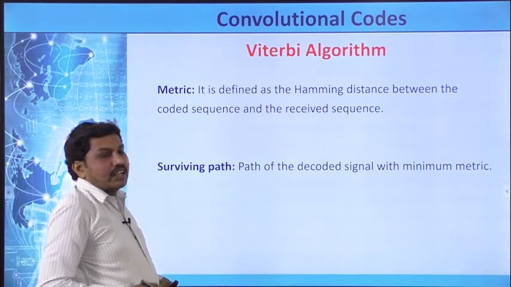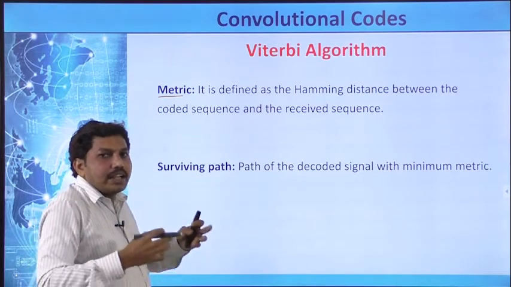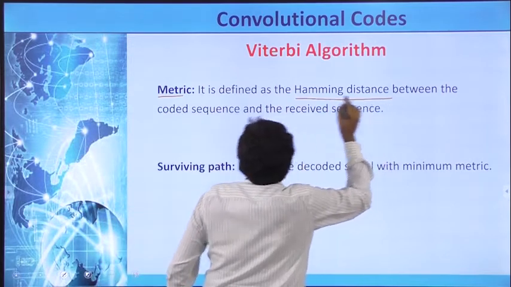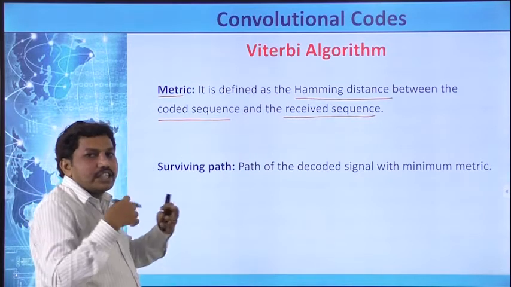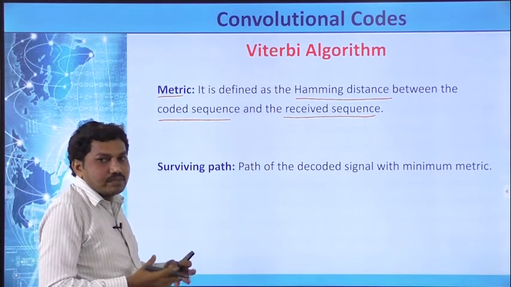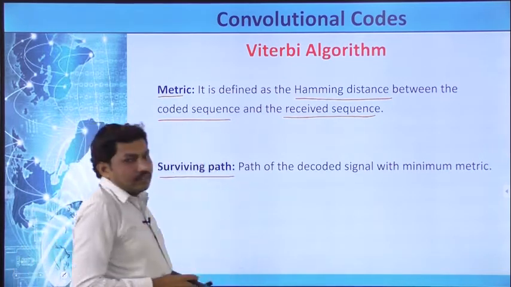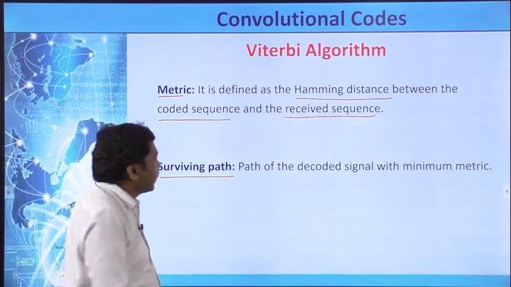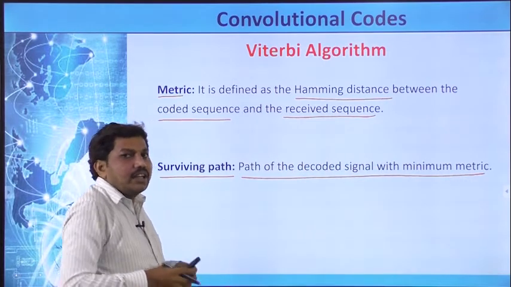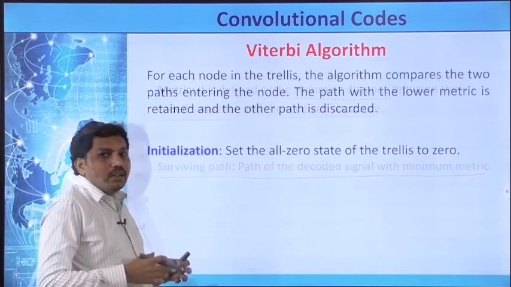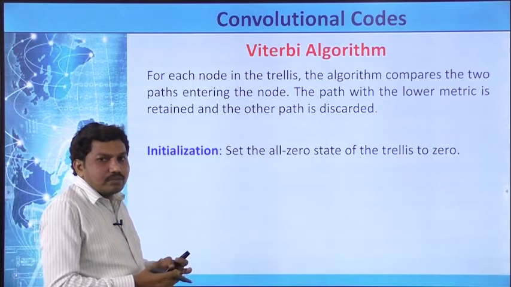So, two definitions are there. The first one is metric. So, what do you mean by metric? Metric is defined as the Hamming distance between the received code word and coded sequence. The Hamming distance between the coded sequence and the received sequence. Next definition is surviving path. Surviving path is defined as the path of the decoded signal with minimum metric or with least metric, you can say. This algorithm completely depends on the trellis diagram.